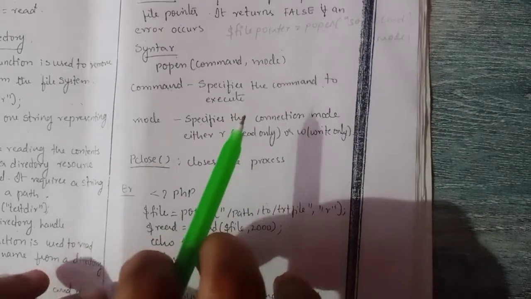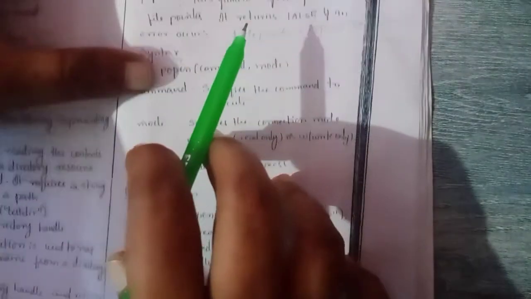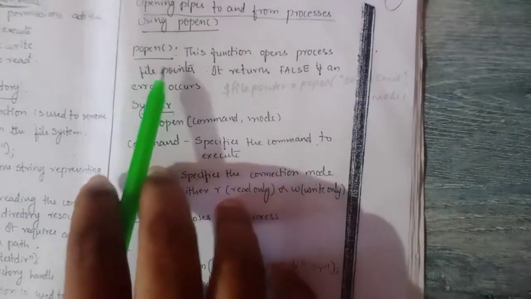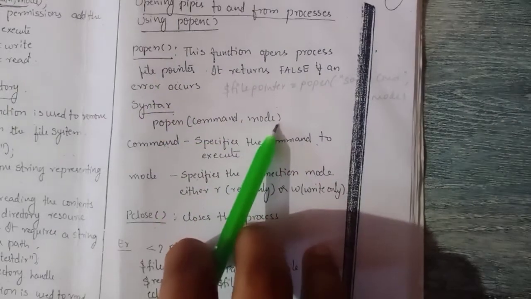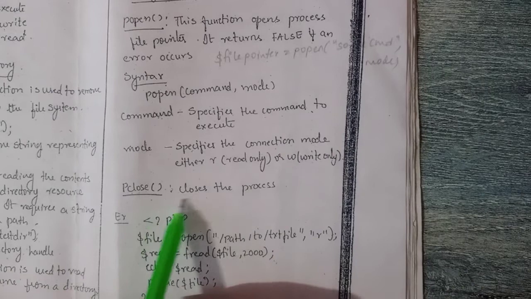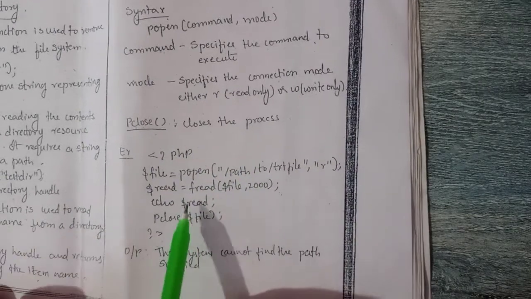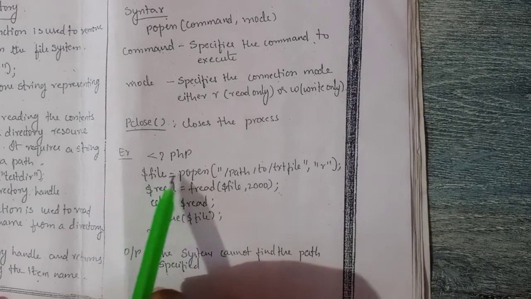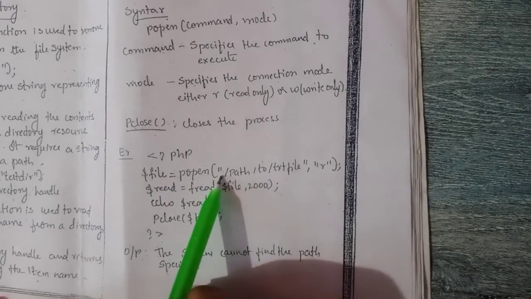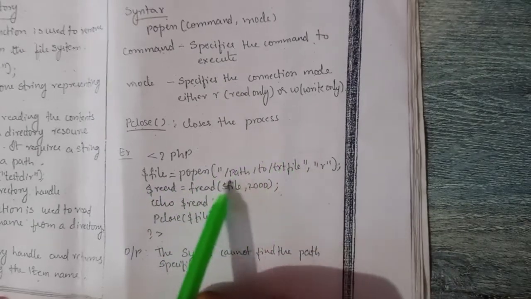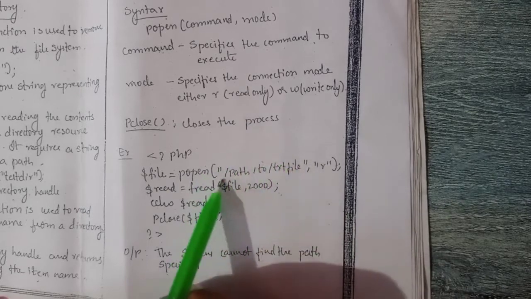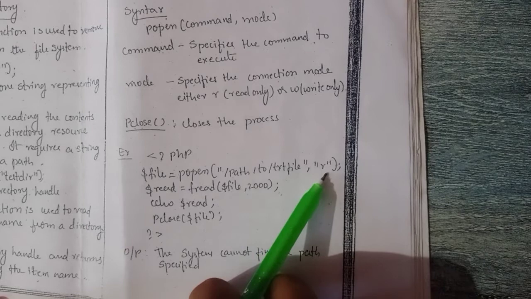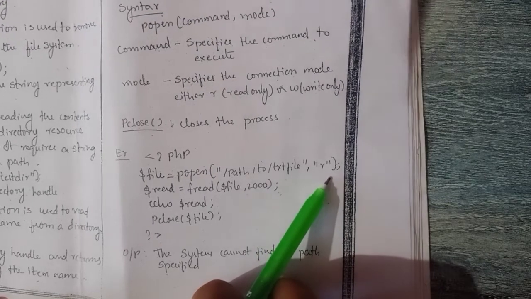In the topic of opening pipes to and from a process using popen, we have popen(command, mode), and pclose is used to close the process. Here is one example: we are storing in a file, we are opening the path, and the path to the file is nothing but the name of the file, any name, comma, we are opening the file in read mode.